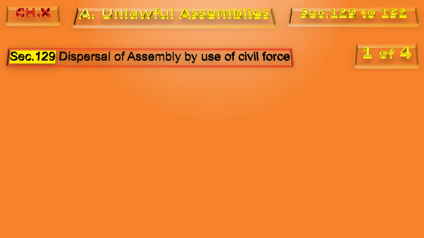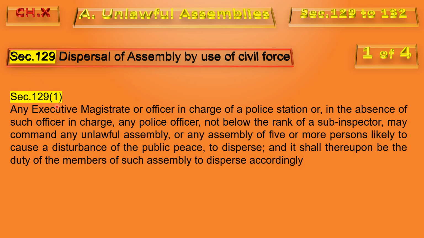The first section of Part A, Unlawful Assembly, is Section 129, Dispersal of Assembly by Use of Civil Force. Let's check Subsection 1 of Section 129. It says any executive magistrate or officer in charge of a police station, or in the absence of such officer in charge, any police officer not below the rank of sub-inspector may command any unlawful assembly or any assembly of 5 or more persons likely to cause a disturbance of the public peace to disperse, and it shall thereupon be the duty of the members of such assembly to disperse accordingly.